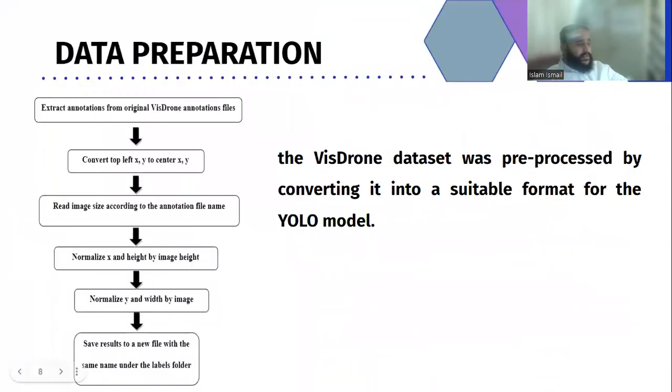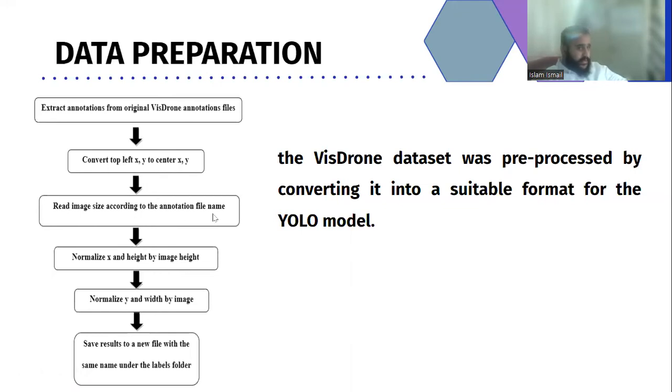Now we're going to data preparation. Our VisDrone dataset was pre-processed by converting it into a suitable format for the YOLO model. The conversion process can be summarized as follows in this flowchart. First, we extract annotations from the original VisDrone annotation files, convert top-left XY to center XY, then read the image size according to the annotation file name, then normalize X and width by image width, then normalize Y and height by image height. Last thing, save the results to a new file with the same name under the labels folder.